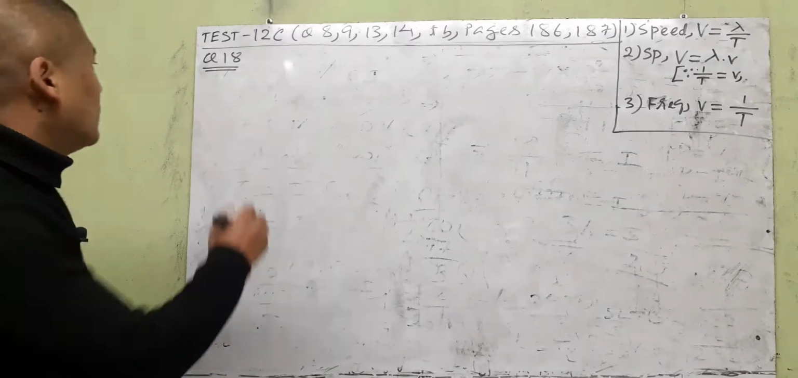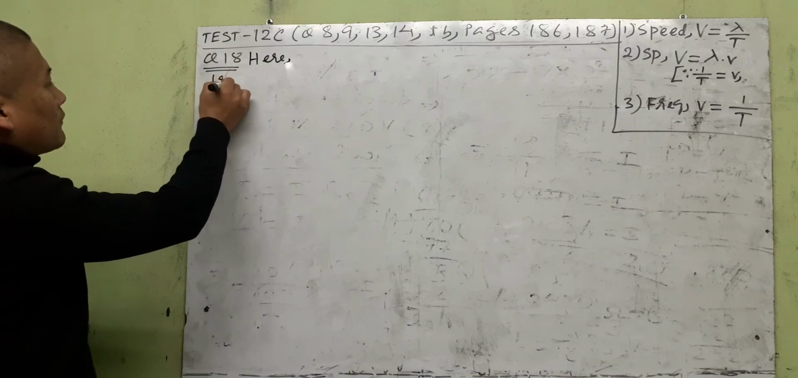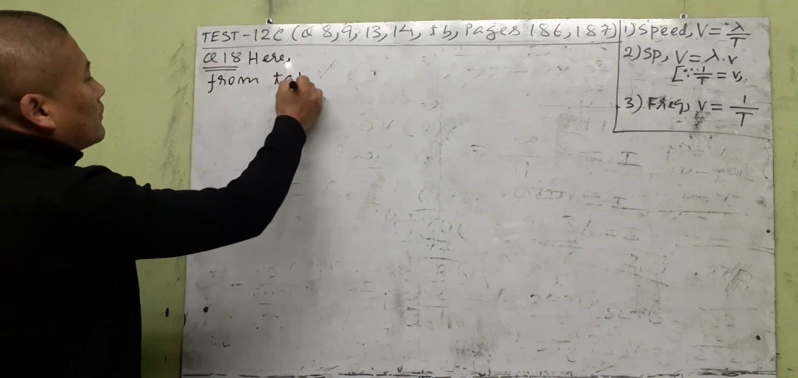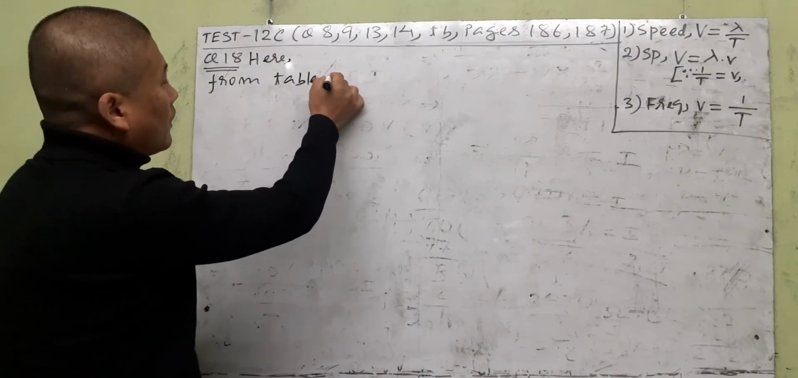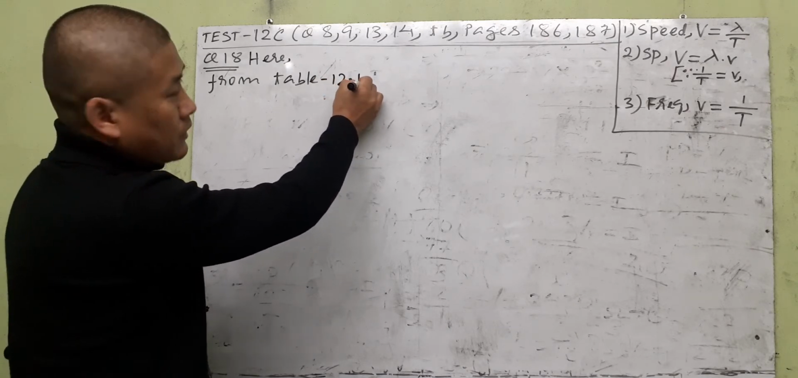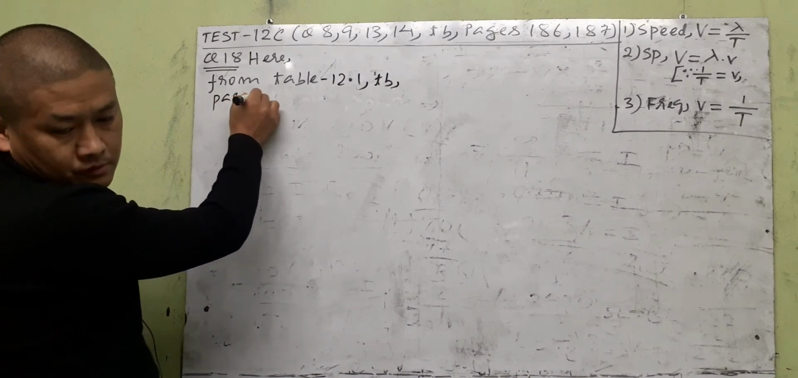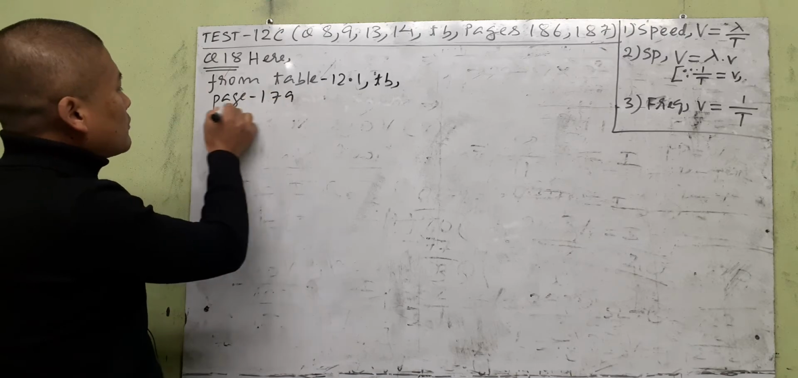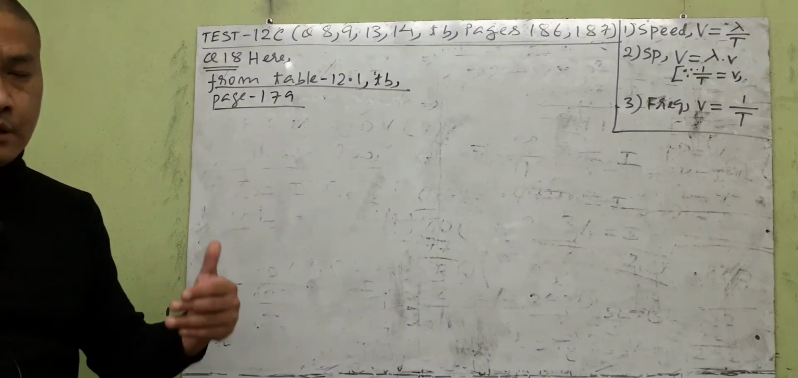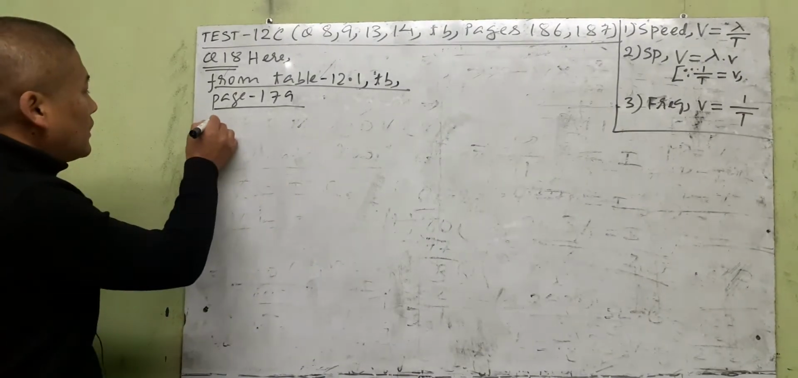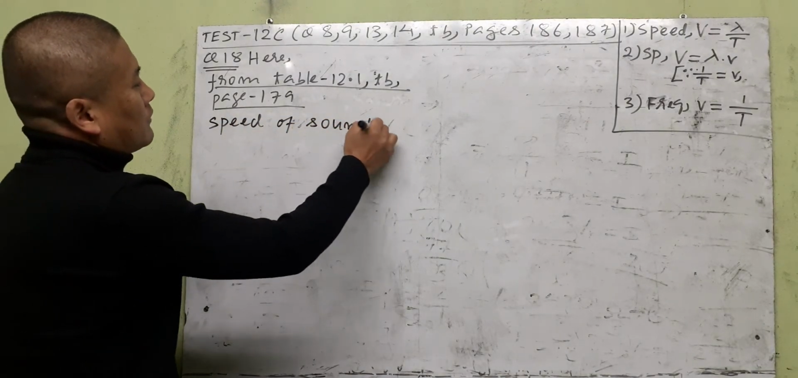Okay, how do we go about doing this? Before that, from the lesson inside the chapter, from Table 12.1, you'll find this in the textbook on page 179. You may open your textbook and see there is a table, right? 12.1. There, the speed of sound in different media is given, and from there we can find the two that we need.